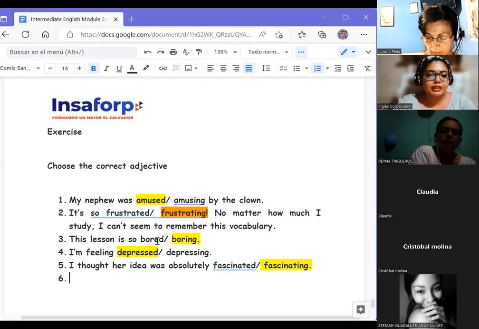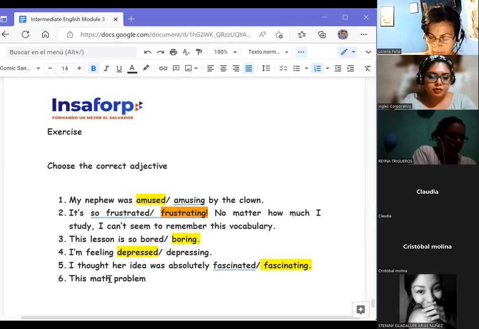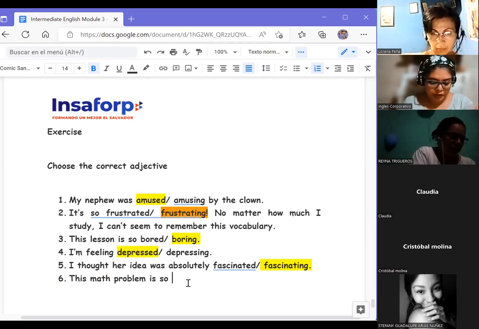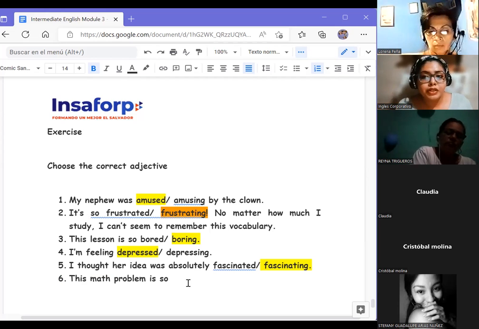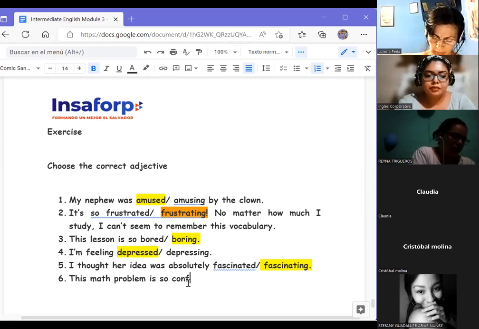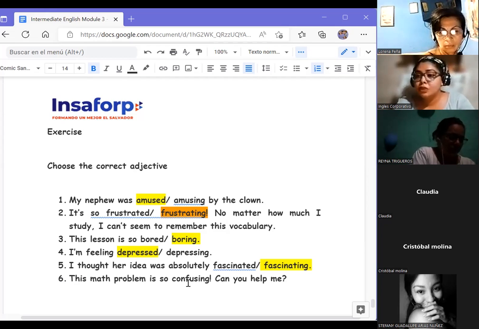Then we have number six. This math problem is so... and we have two options, confused or confusing. This math problem is confusing. Good, confusing. Because we are talking about a situation, because we are having problems with math. So in that case, it's confusing.